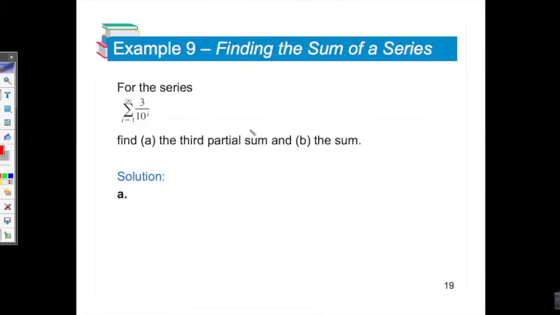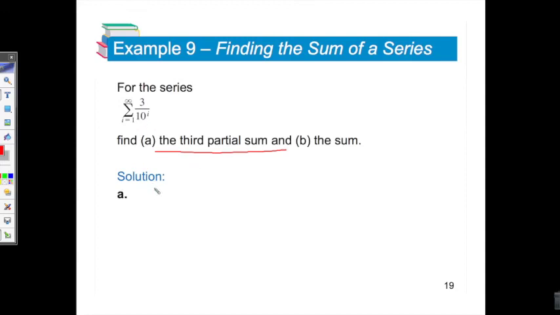So let's take a look at this one. I want to find the third partial sum, and I also want to find the sum. The difference between that is the third partial sum is a finite series where this value up here will be 3, and I'm stopping at 3, and the sum is simply finding the infinite series. Okay, so let's take a look at how this works.